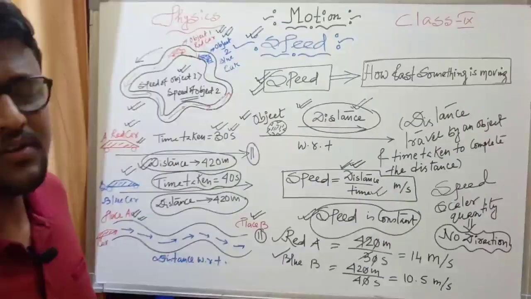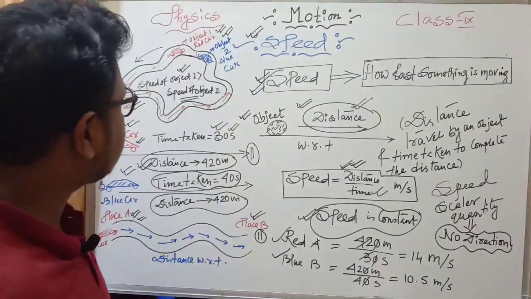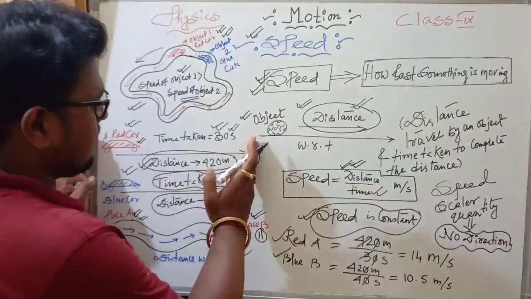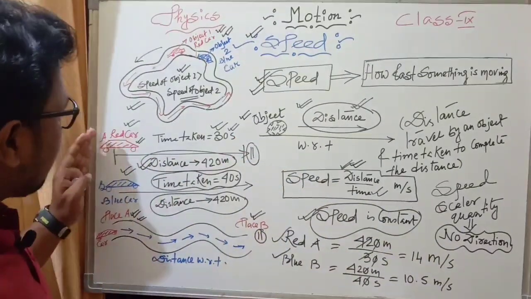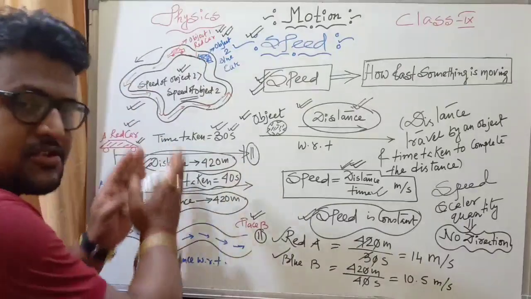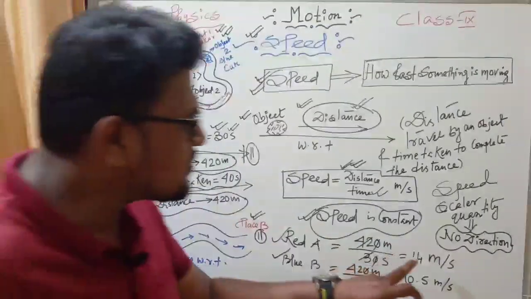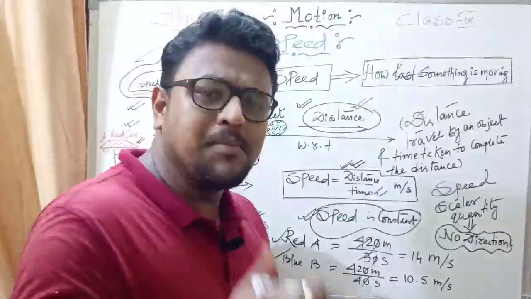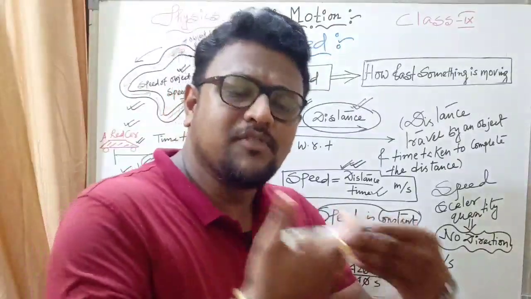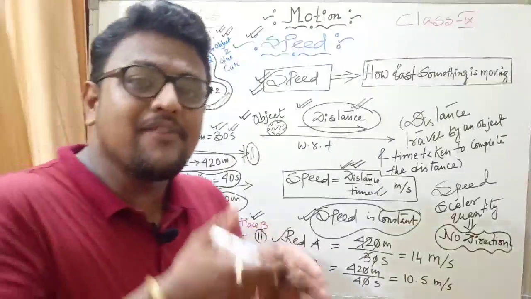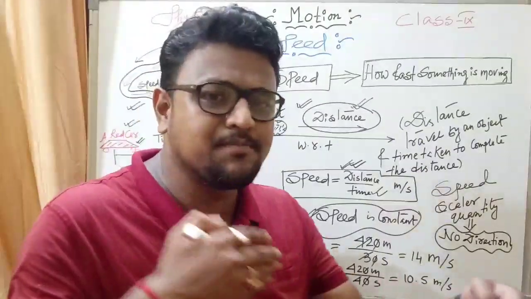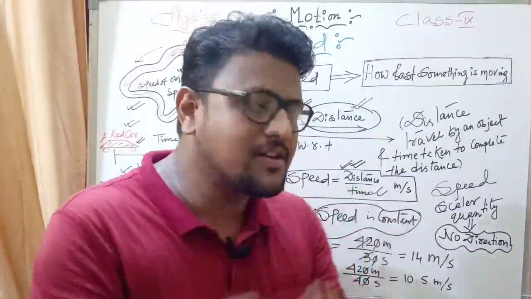Why is it not? If you consider 420 meter, and each and every interval of time, maybe it is not 14 meter per second. Maybe the car's speed is initially high, and afterwards the speed becomes low. It is not a constant speed. It is like an average speed.